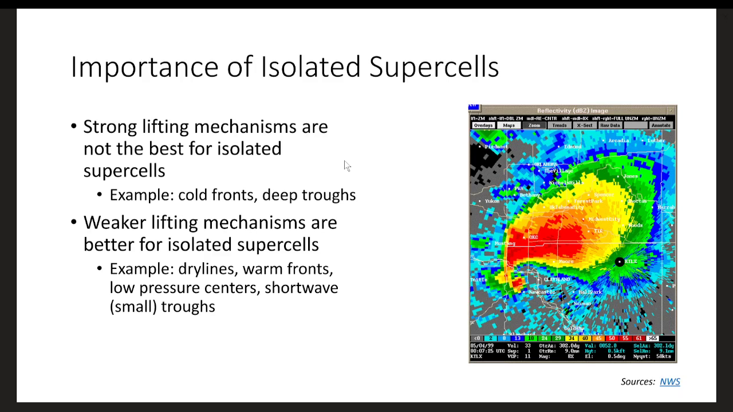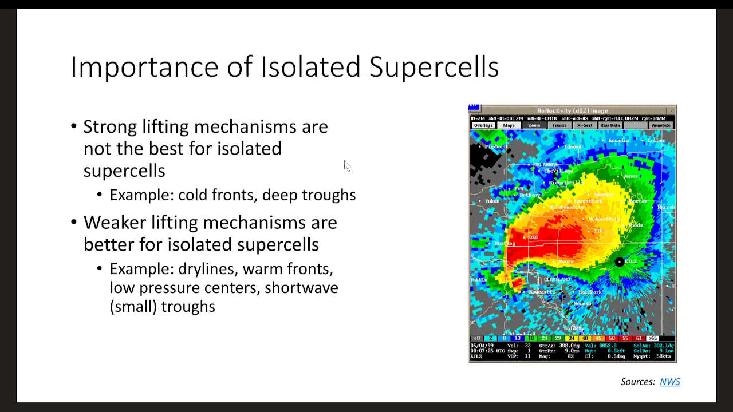So, dry lines are really good for forming supercells. They're very hard to predict. Warm fronts, that's questionable. Low pressure centers, short waves, short waves are very good for forming supercells. If you can get a little short wave. But I would say that short waves form pretty strong lift.